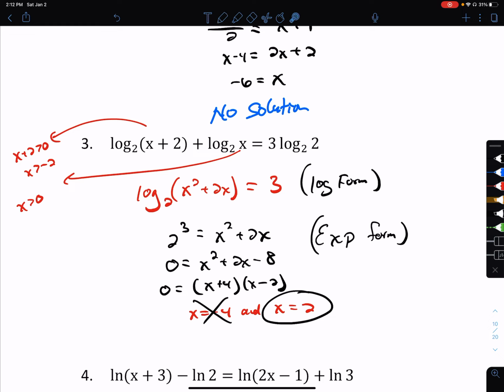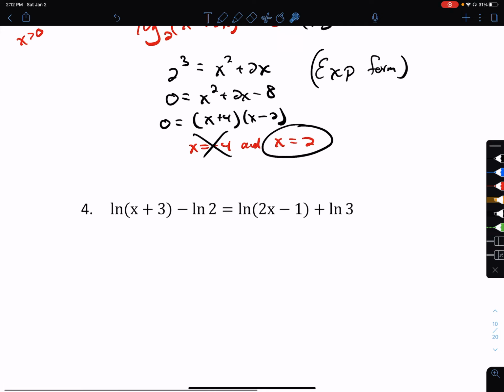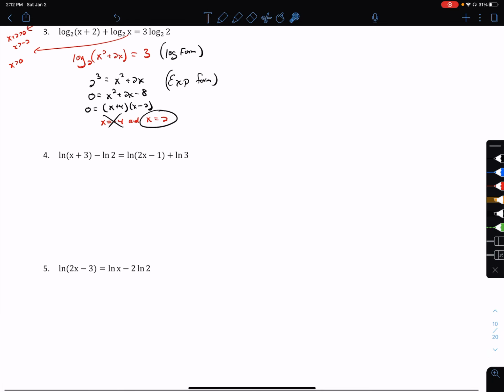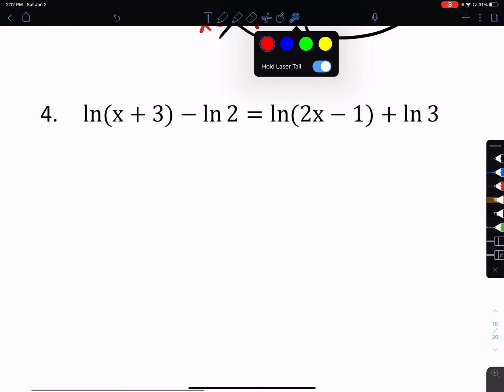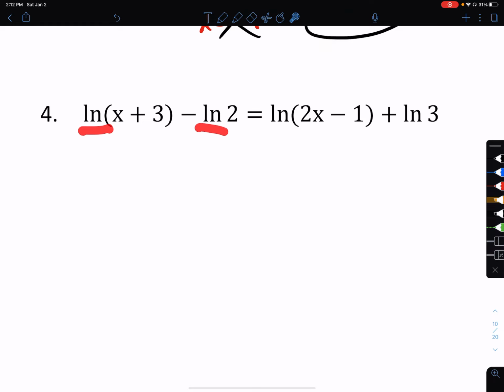Long story short, number 3 was different because the right side collapsed down to just 3. So we didn't have a log equal to a log. So we changed to exponential form and was able to solve this by factoring. Let's see, we got 2 more of these little fellows. On the left, we have the same base, natural logs, and so do we on the right as well.